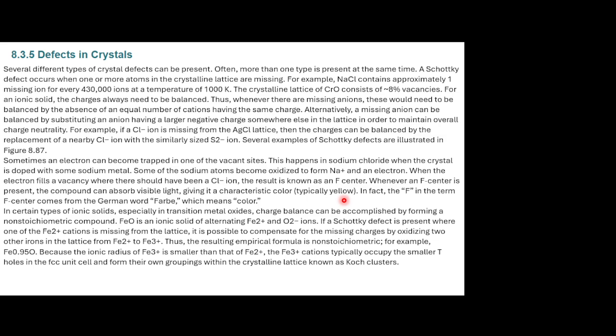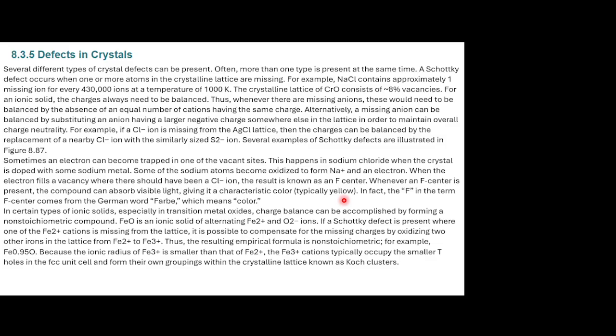But you are going to have missing ions. Your crystal lattice of CaO is going to consist of about 8% vacancies. Remember, for the ionic solids, the charges always need to be balanced overall. Yes, you may be unbalanced in a very small portion, but only a little bit.